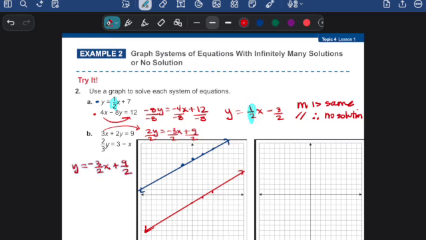And if we were to graph that, that's 4.5. 4.5 is our y-intercept, and our slope is down 3, right 2. So down 3, right 2, down 3, right 2. Okay, that's enough points. So here's our first line.